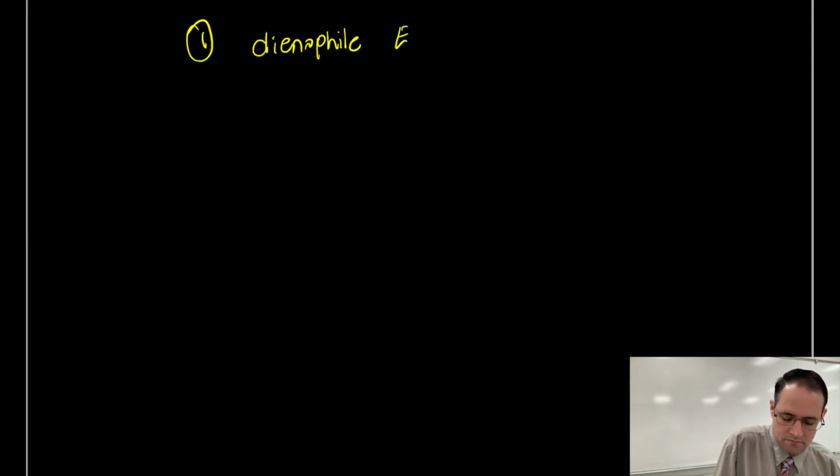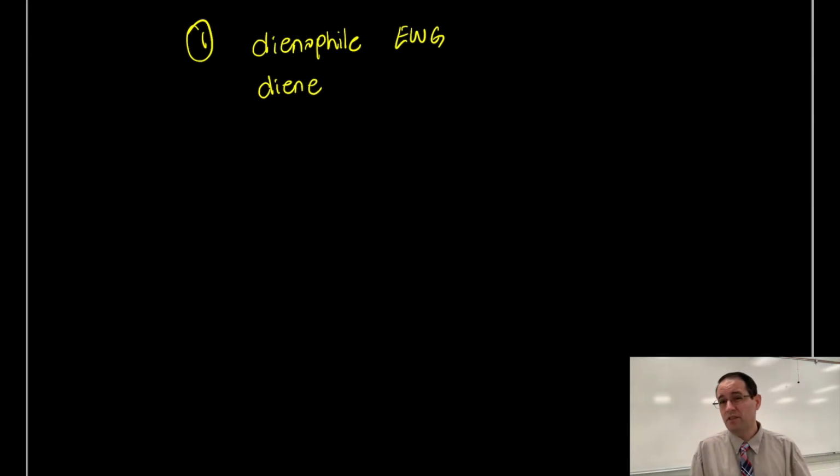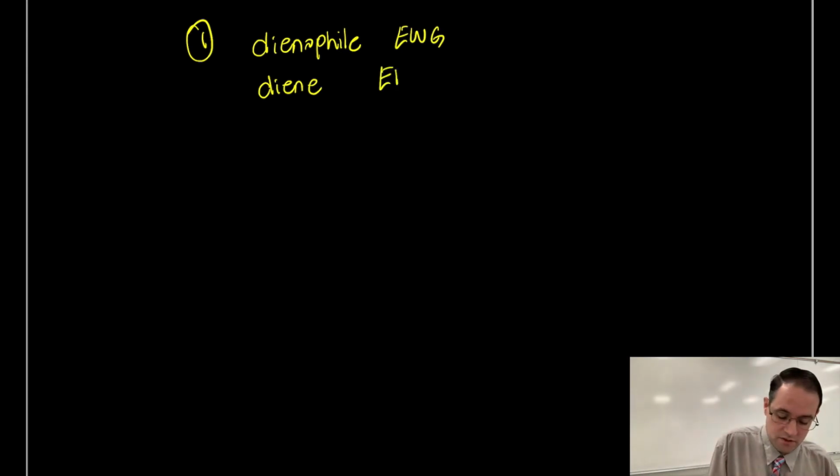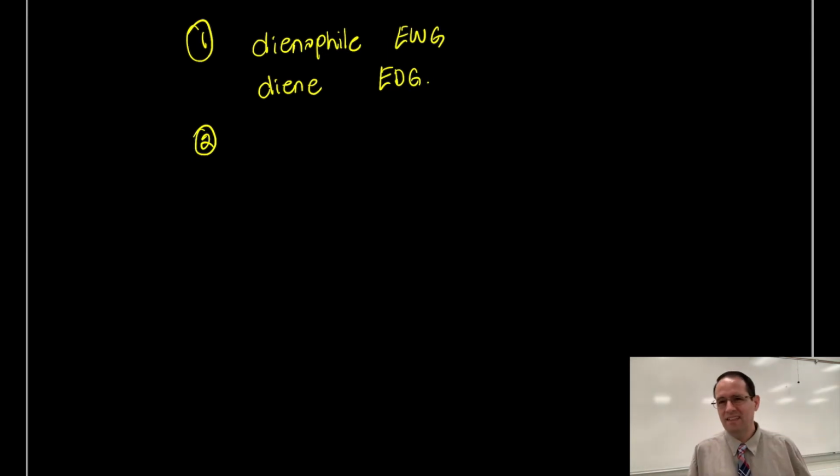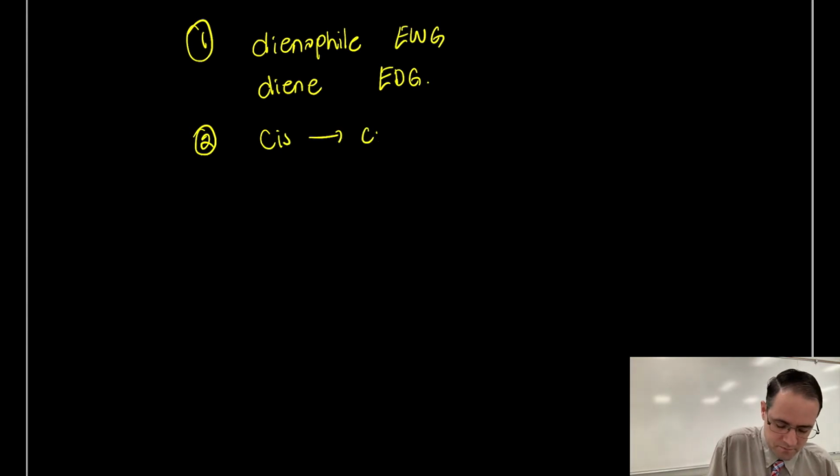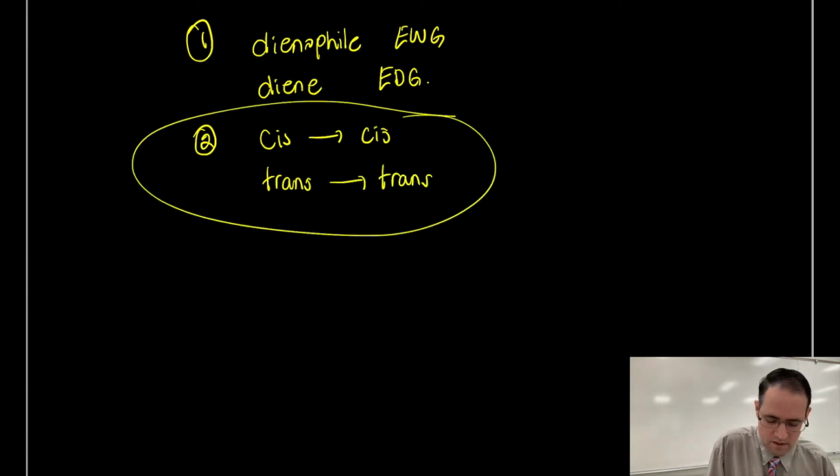So rule 1 is that you want your dienophile to have electron withdrawing groups for a faster reaction, and your diene, it can be ordinary butadiene, but you can also have electron donating groups, okay? Rule 2 can succinctly be stated: cis forms cis, trans forms trans. And I think I should use a new page to explain this.